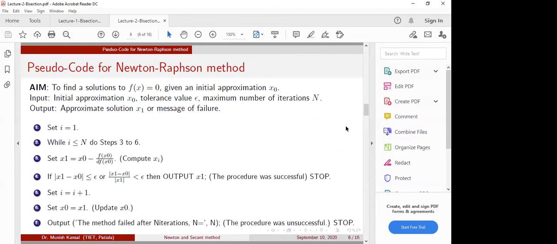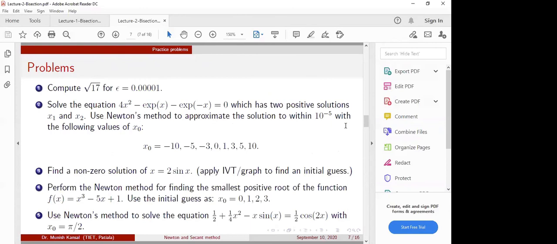Now this is the pseudo code for the Newton-Raphson method, the algorithm, the idea with the help of which you can make a program for the Newton-Raphson method, right? So this is the pseudo code. This is not the exact code. This is the idea of how you have to start coding for the Newton-Raphson technique, right? Now, these are a few problems for Newton-Raphson. So I think we should start with the problem part.